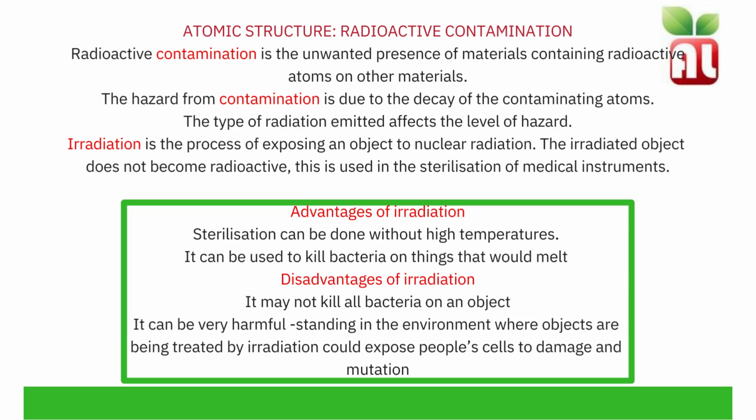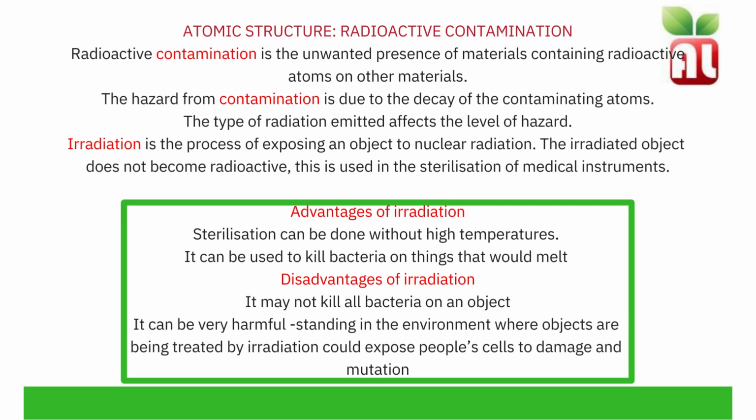Radioactive contamination. Radioactive contamination is the unwanted presence of materials containing radioactive atoms on other materials. The hazard from contamination is due to the decay of the contaminating atoms. The type of radiation emitted affects the level of hazard. For example, if you get a radioactive isotope on your hand, your hand is now radioactive as you have been contaminated, and you have some atoms of the radioactive material on your hand which are able to decay.